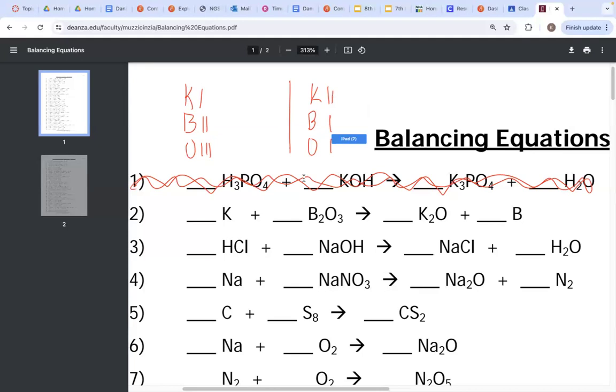Okay, so I see K and B by themselves, so I don't want to start with a single element. I want to start with those oxygens because what I manipulate with those oxygens is going to manipulate the other elements. So I might as well start there. If I throw a 3 here, I balance those oxygens, but it does increase my potassium here to 6.